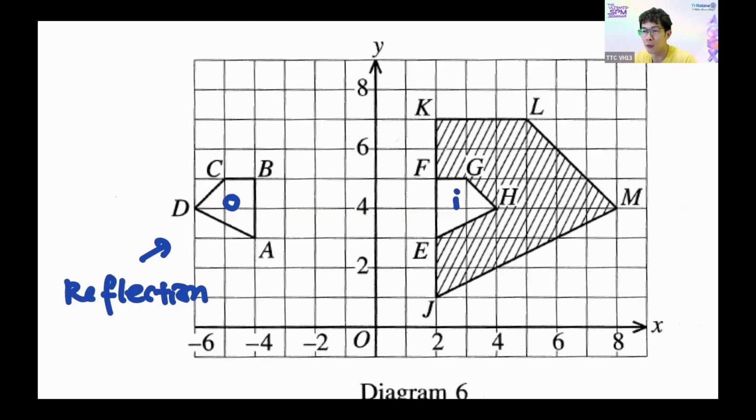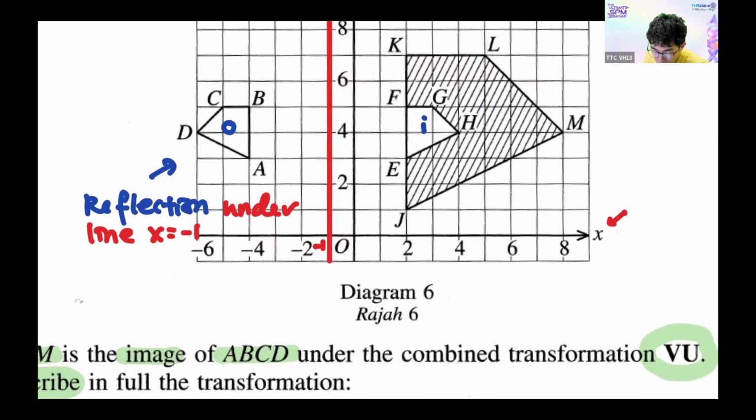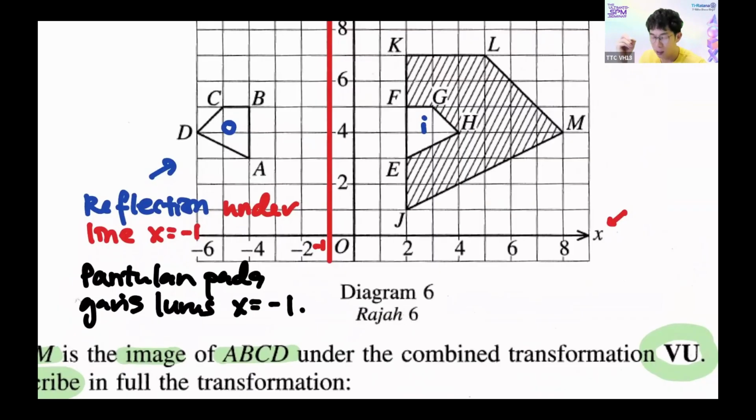Now, let's get into the question, everyone. So this is what we're going to do. We managed to identify that this is a reflection, and the reflection line, the mirror, is actually here. Notice this line, when it goes down, it cuts the X-axis at which number? -1. So this will be reflection under the line X equals -1. If the question is in Bahasa, it will be pantulan pada garis lurus X sama dengan -1. That's how we write it. Quite simple, I think.